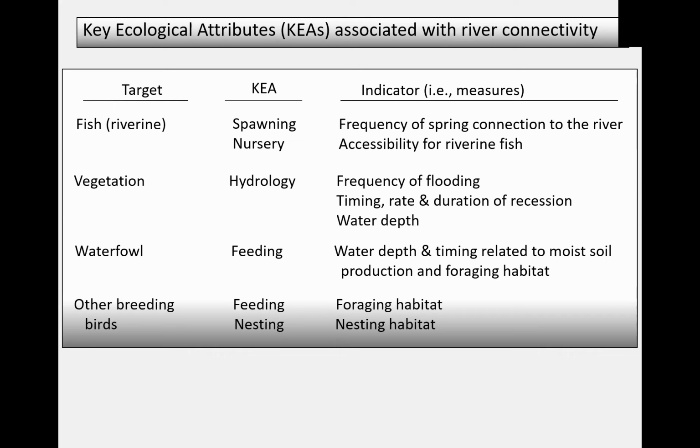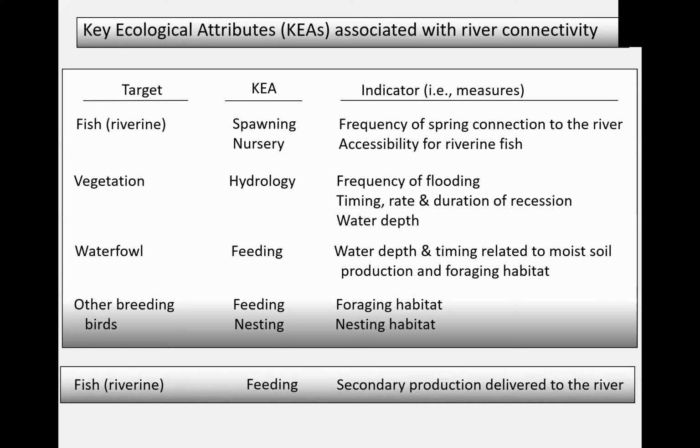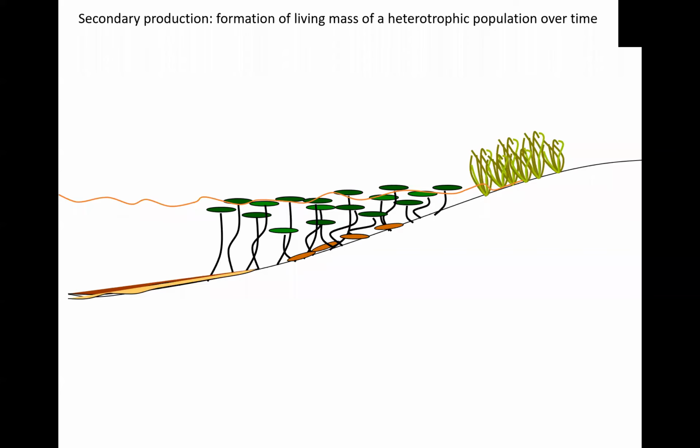However, these backwater habitats also provide important food and nutrients to the aquatic plants and animals that inhabit the main river channel. So for the last couple of years, our team has been collecting data to address a KEA that focuses on this transport of secondary production delivered to the river from Emiquon during drawdowns.